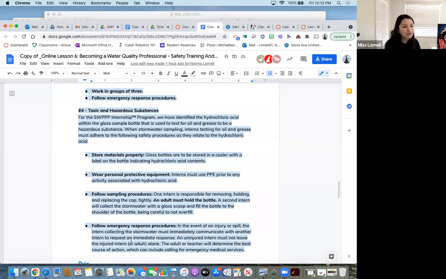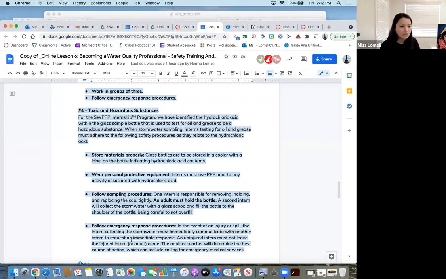You'll be wearing your protective equipment. Interns must use PPE prior to any activity with this acid. Following sample procedures, one intern is responsible for removing, holding, and replacing the cap tightly. An adult must be holding the bottle. So it's that dangerous that the adult is the only person allowed to actually hold it in their hand. A second intern will collect the stormwater with a glass scoop and fill the bottle to the shoulder of the bottle, being careful not to overfill.